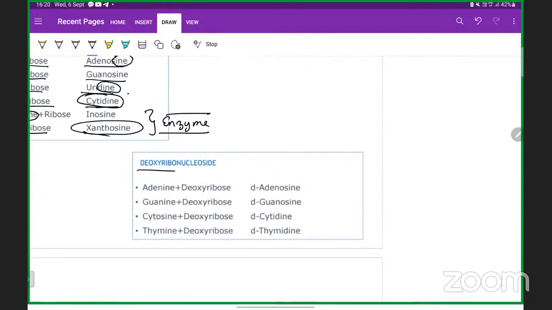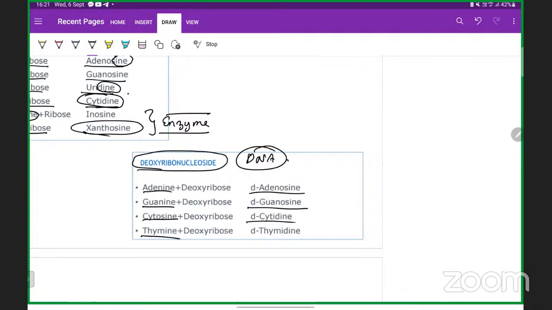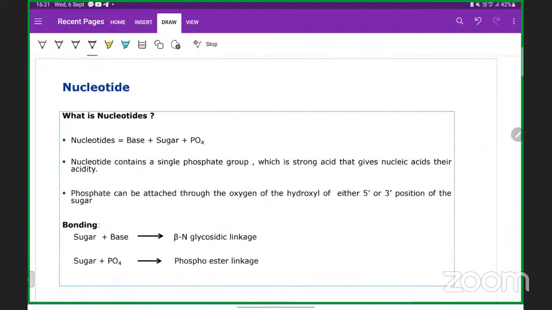Then coming back to the deoxynucleoside, or we can call it DNA, you have only 4 components: adenine, guanine, cytosine, and thymine. They form deoxyadenosine, deoxyguanosine, deoxycytidine, and deoxythymidine. Now tell me, what is a nucleotide? I already told you the answer to this question. A nucleotide is nothing but the nitrogenous base combined with the sugar and combined with the phosphate. All these 3 molecules together, we call it a nucleotide.